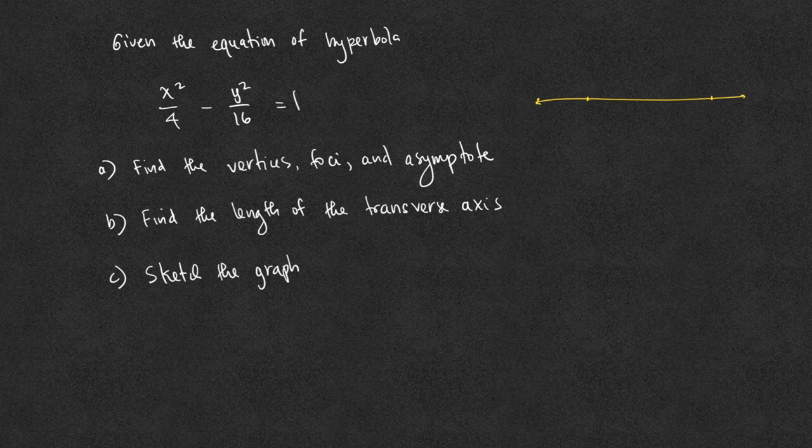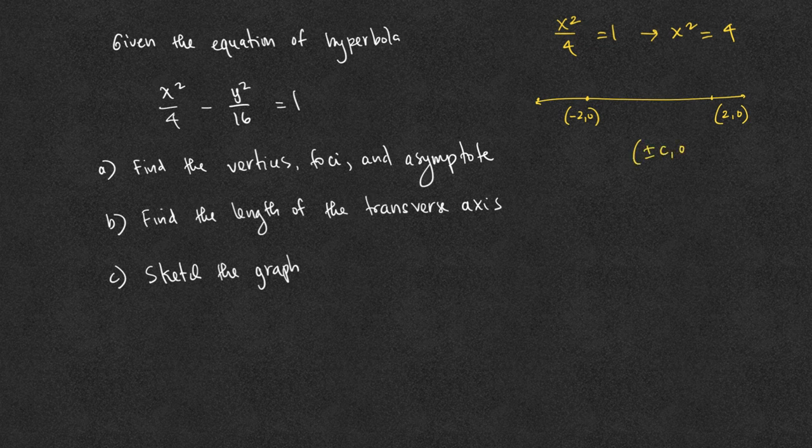This is because when y equals 0, we have x squared over 4 equals 1, so x squared equals 4, x equals plus or minus 2. The vertices are negative 2, 0 and positive 2, 0. These are the vertices.